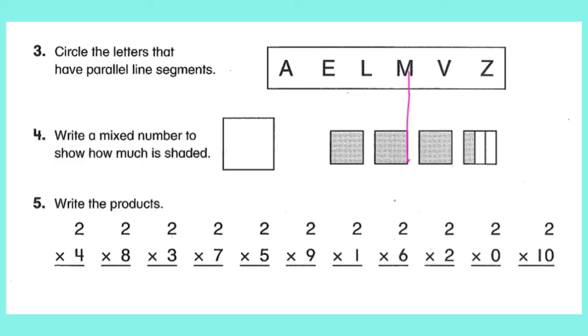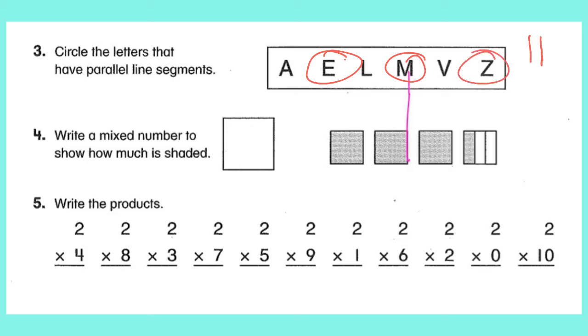Okay, number 3 says circle the letters that have parallel line segments. All right, do you remember what parallel means? Get ready. Yes, parallel line segments mean that there are 2 lines going the exact same direction. All right, so let's see. I don't see any with A. E looks like it has some parallel line segments. Not L. M does. And Z.